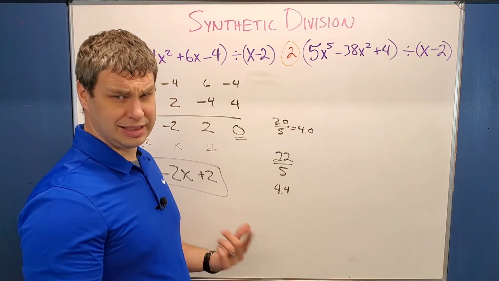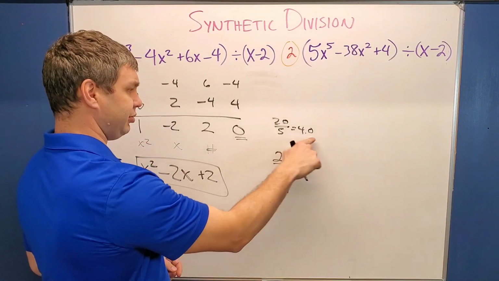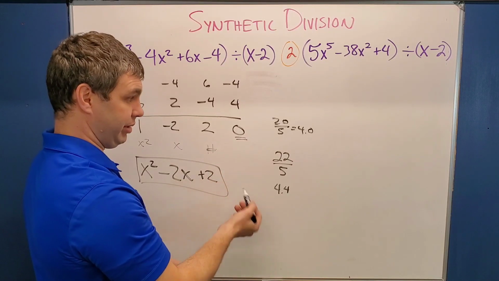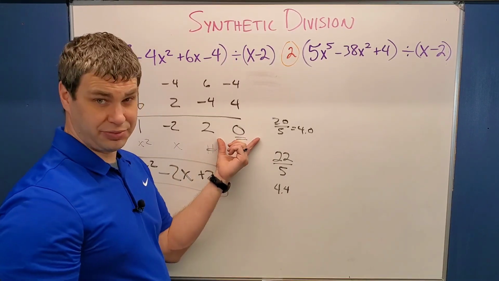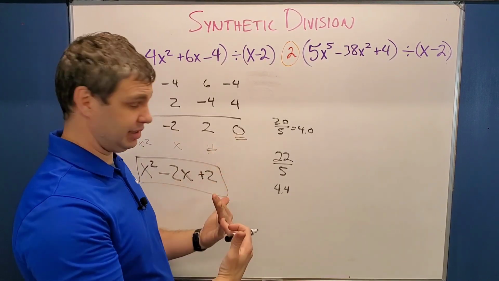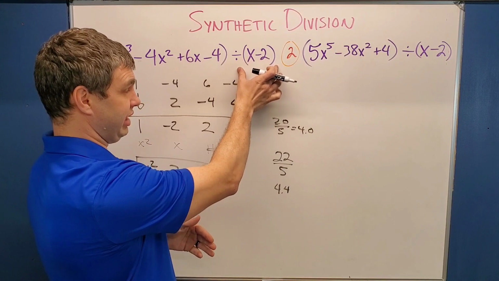All right, same idea is kind of going on here. Because this was a 0, this one is not going to have a remainder. However, if this would have been a different number, I would have had to take my remainder and divide it by whatever I was dividing by up here.